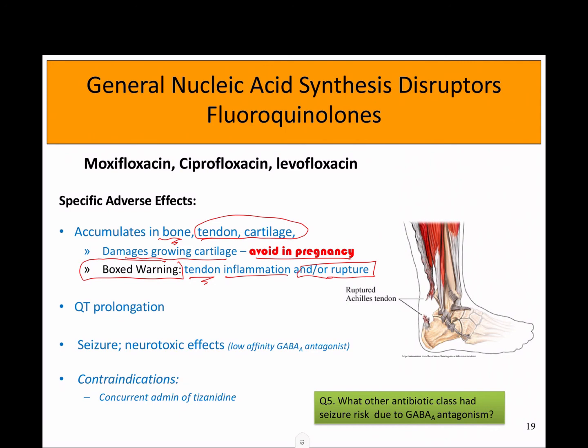These can also cause QT prolongation, so torsades de pointes. These can also have seizure and neurotoxic effects, and that seizure is because these drugs are also very low affinity antagonists of GABA A receptors.